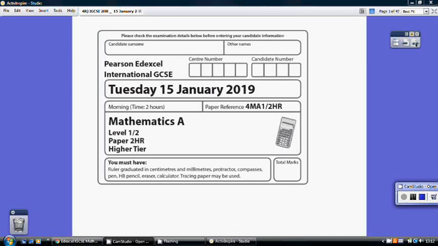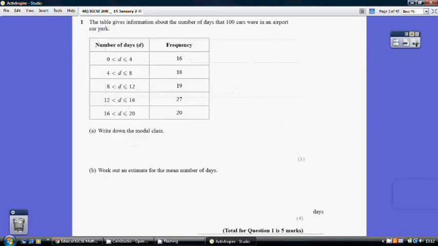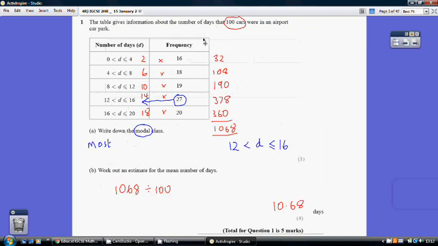Question 1. So we've got to write down the modal class. This is the frequency that happened most often. So our biggest frequency is 27. What class did that apply to?